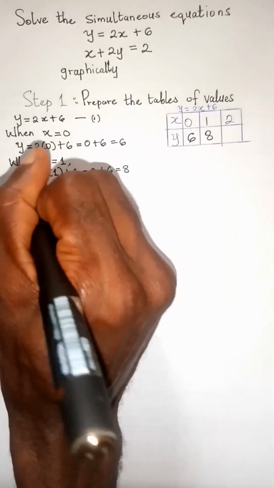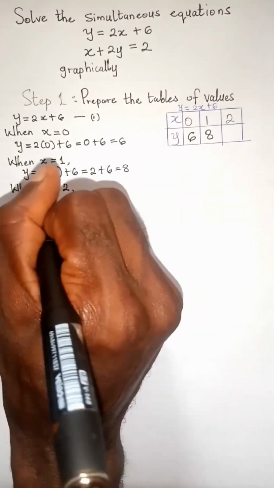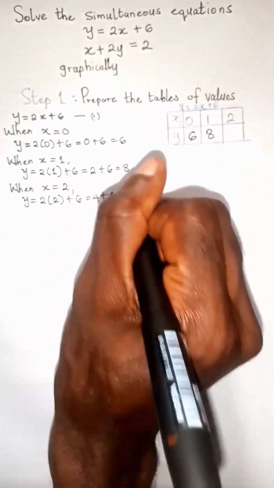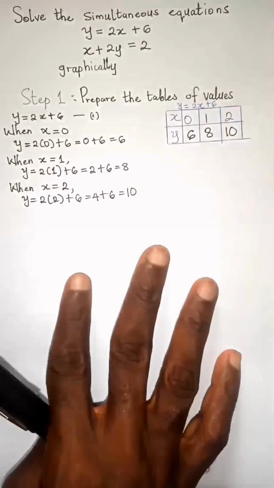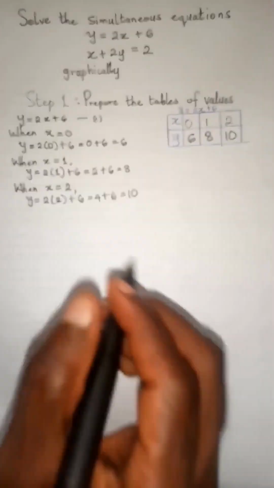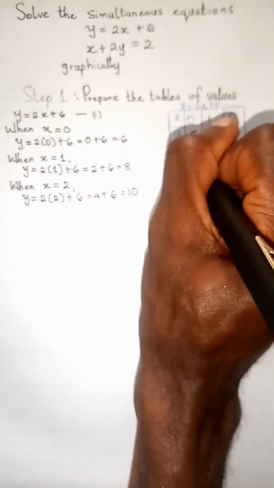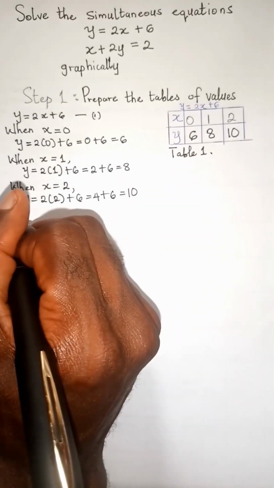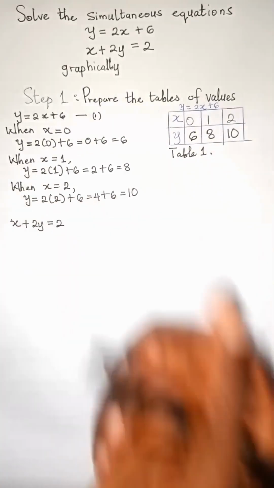Now when x is 2, substituting, we have y equals 2 times 2 plus 6, and that's 4 plus 6, which is 10. So we have 10 for this. That's for the first equation. We can call this table 1. That's the table for the first equation. For the second equation, we've got x plus 2y equals 2. We can draw the table for that one as well.